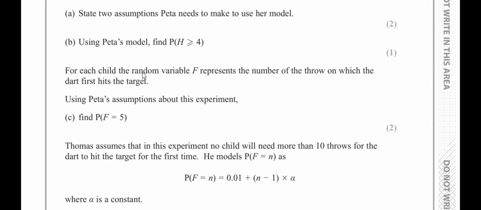Part C. For each child, the random variable f represents the number of the throw on which the dart first hits the target. Using Peter's assumptions about this experiment, find probability of f equal to 5. Here, f is equal to 5 would mean the first 4 attempts by the child will result in a failure, and the 5th attempt will result in a success.